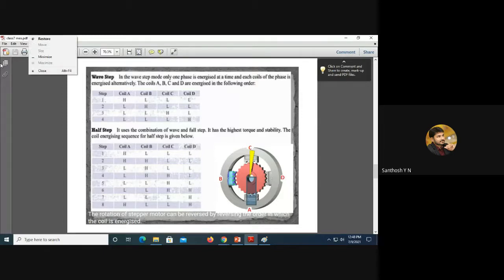Now we will be understanding the half step. Is everyone clear with the wave step?